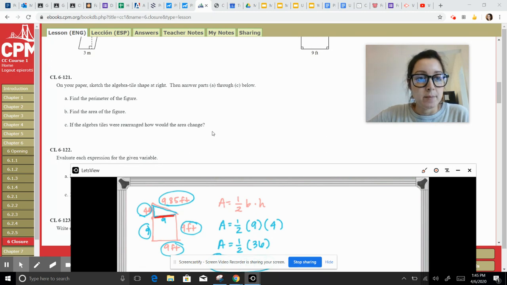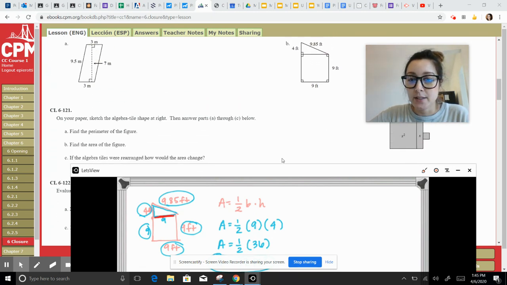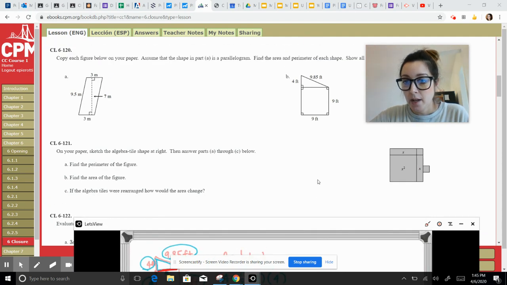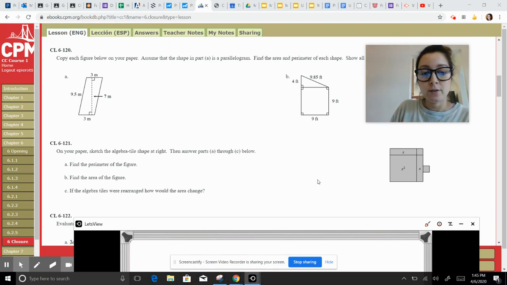Let's take a look at 6-121. So this is looking at this algebra tile shape right beneath me. And they want you to find the perimeter and the area. And if the tiles were rearranged, how would the area change? Okay, so I'm going to draw the shape. And then I'll show you my screen, x squared, x, and a unit, and an x, and a unit.